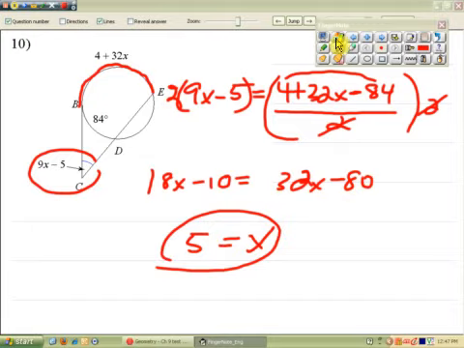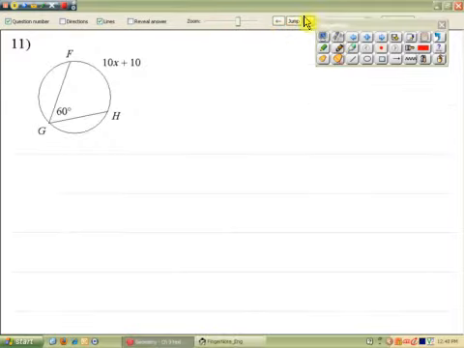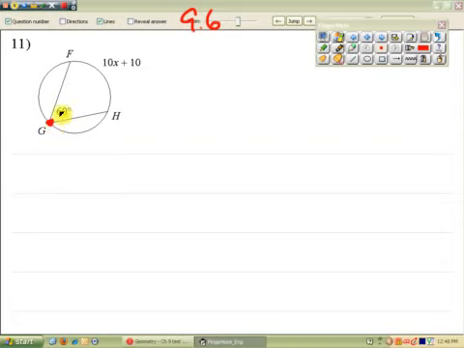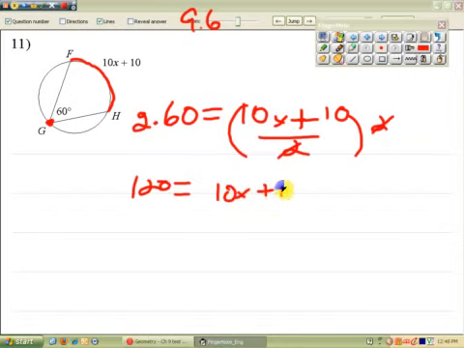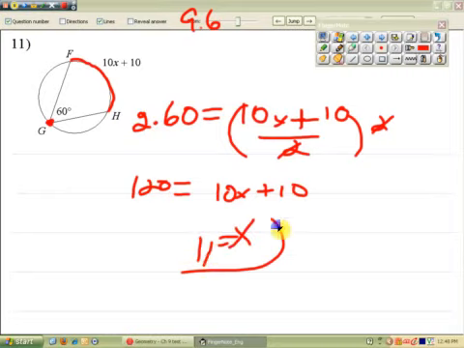Now number 11 is also from section 9-6, but this time the two lines meet on the circle. And when the two lines meet on the circle, you take the arc that they provide you, or if the arc's not provided, you divide whatever that arc is by 2. So it's actually a simpler problem because you're not adding or subtracting arcs. So when you divide this by 2, you're still going to multiply by 2 first on the right to get rid of it, and then you're multiplying by 2 on the left. It's 120 equals 10x plus 10, and x will end up being 11 when you solve the rest of the equation.